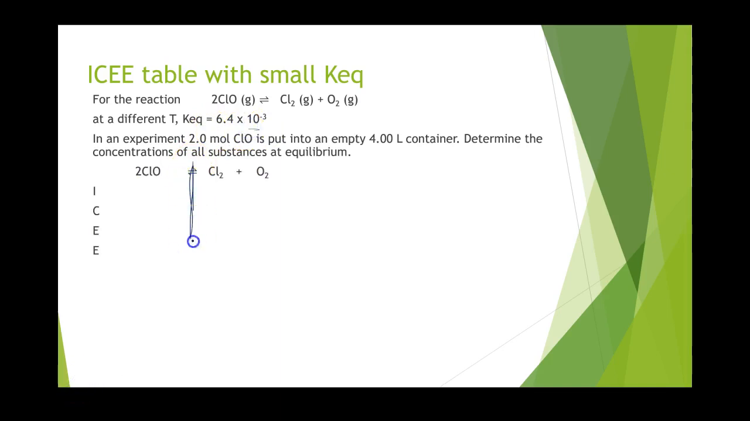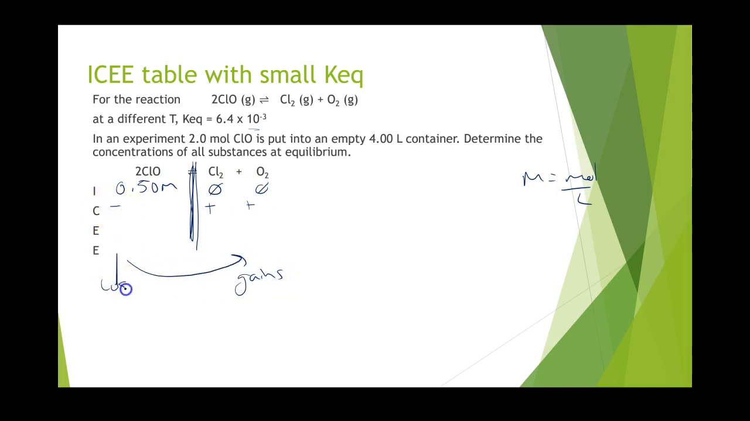And I'm again putting my line here. I have 2 moles of ClO put in an empty 4-liter container. So molarity is moles over liters. So I have 2 over 4, which is 0.50 molarity. These both start at 0, because I didn't say anything for them. Therefore, they are going to gain, and this one is going to lose because they have to go this way.